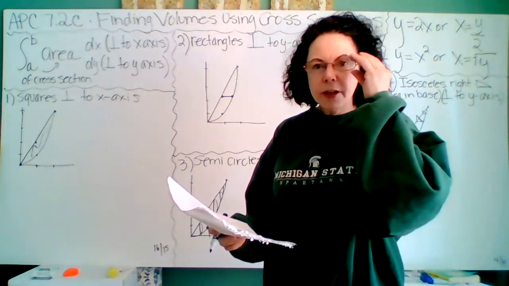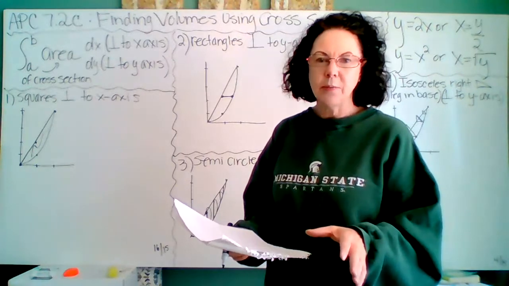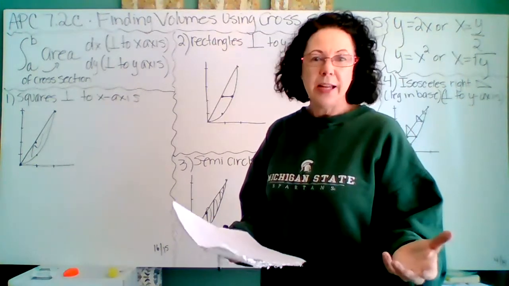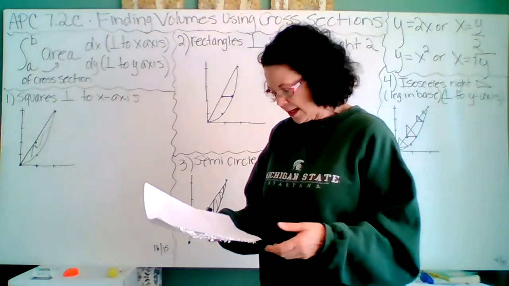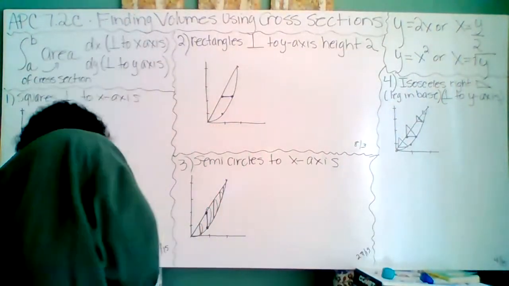Your book will often turn the X and Y axis so you can see the solid more clearly. They don't do that on the AP exam, so I don't do that either. So here are the 4 examples at the bottom. Let's go ahead and do that.